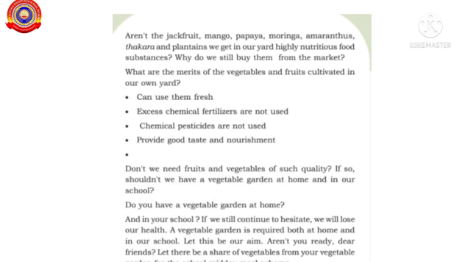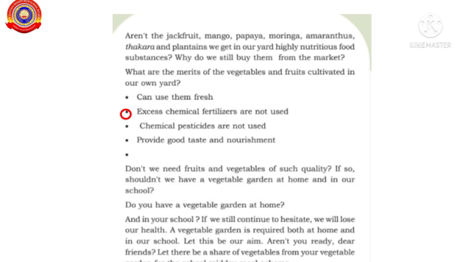Next, we have to discuss the merits of the vegetables and fruits. Merits means good qualities of the vegetables and fruits cultivated in our own yard. What is the first point? Yes, we can use them fresh.